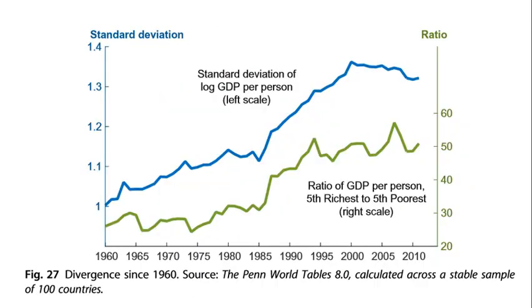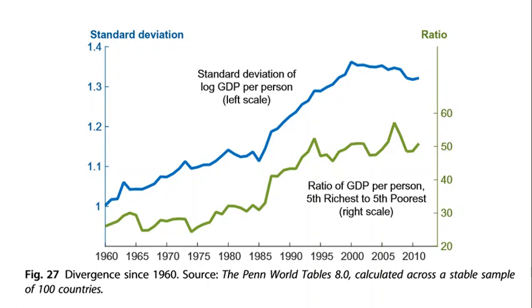So this last one, this is the last chart of the day, and this one is extra tricky to understand. But the point is worth it. So what we've got here in the blue is, again, a standard deviation of log GDP per person. But we can think about it, right? If I take all of the countries of the world, some of them have lots of GDP per person, some of them have not very much GDP per person. We're going to take all of that, and we're going to take the standard deviation of it.